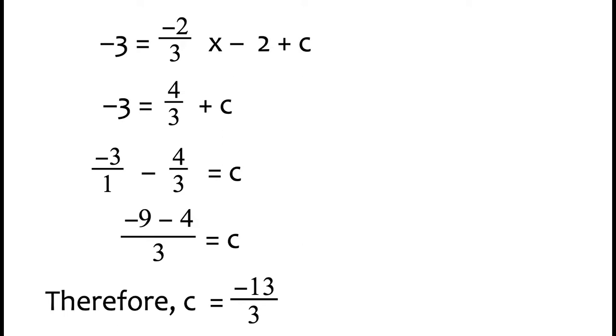2 multiplied by 2 gives 4, and minus times minus will give us plus. So our minus 3 will be equal to 4 over 3 plus c.